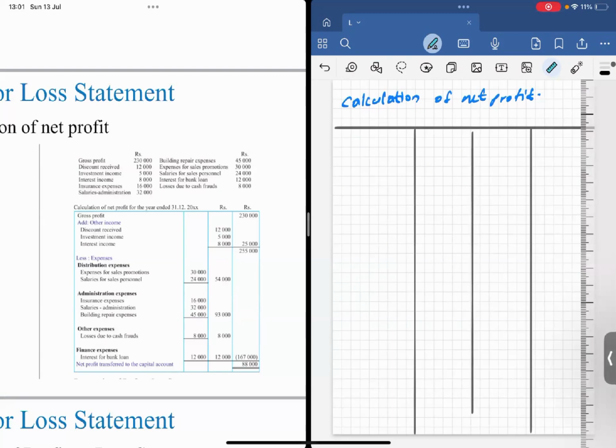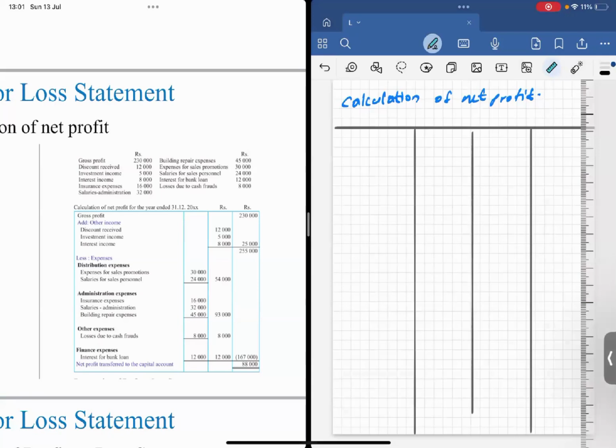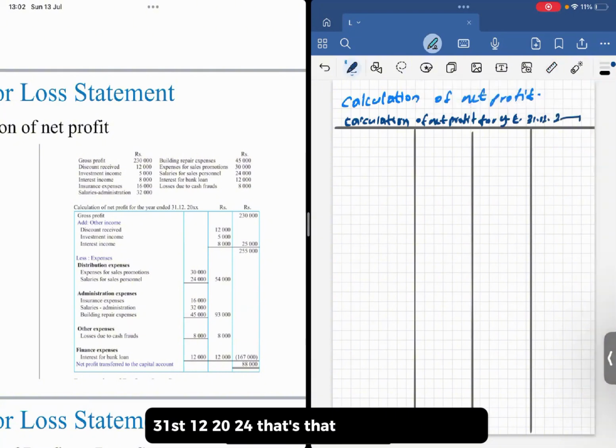Okay. The topic is calculation of net profit for the year ended 31st December 2024. Let's say it's 2024.